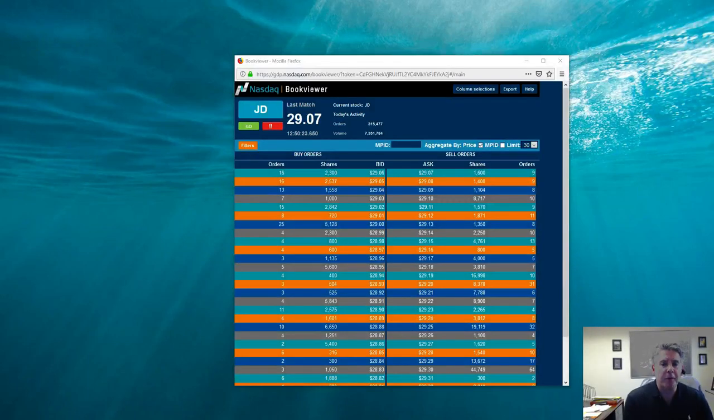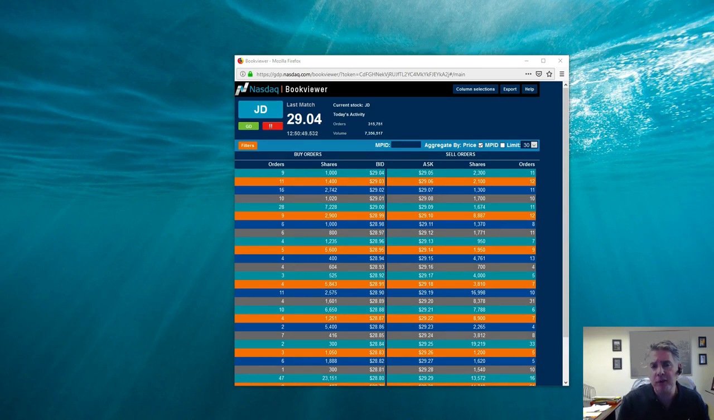It's Fausto again with part three about how to use the book viewer on Nasdaq and how to compare it to other platforms that are out there. I mean, book viewer is not the only platform out there, but it is the most popular one. So a lot of people like to get it and review it.